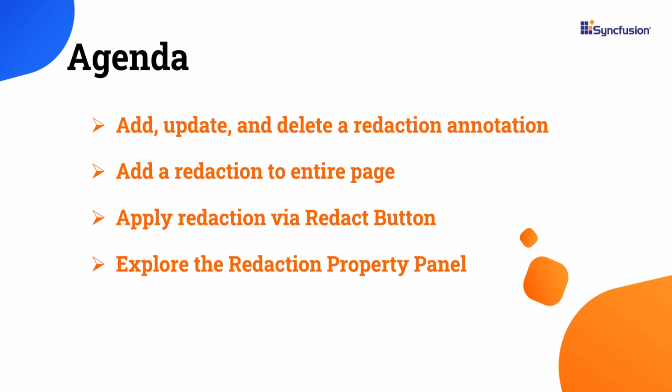In this video, I will show you how to apply a redaction annotation to a PDF document using the Syncfusion Blazor PDF Viewer. This includes an overview of redaction, how to add a redaction annotation, update its properties, delete a redaction annotation, add a page redaction, apply redaction using the Redact button, and explore the Redaction Property Panel via the toolbar and programmatically within the PDF Viewer.